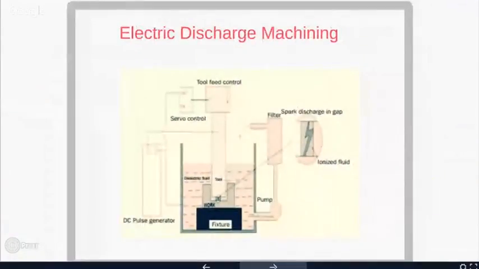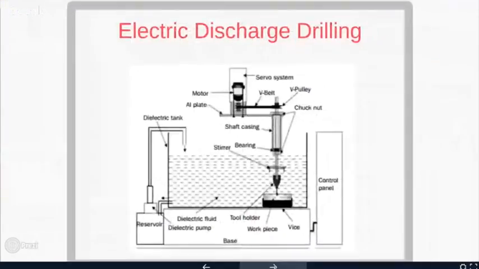Then we have electric discharge machining, the EDM, right? I would like to concentrate more on electro discharge drilling. Basically, this setup was developed by one of the research scholars, Singh, at IIT Roorkee. He used the conventional EDM process and made some arrangement like this. You remove the conventional tool from this one.